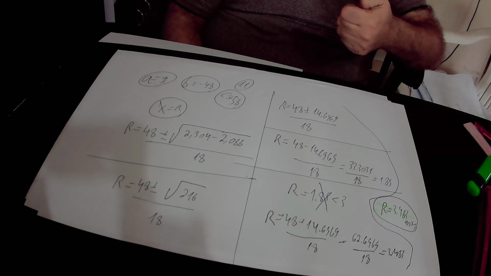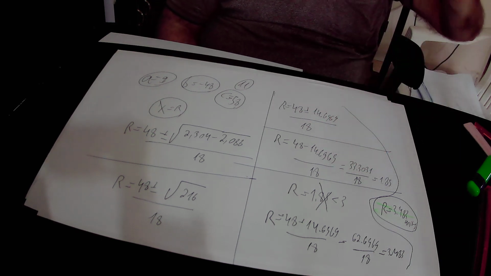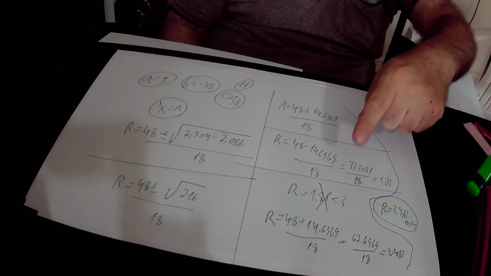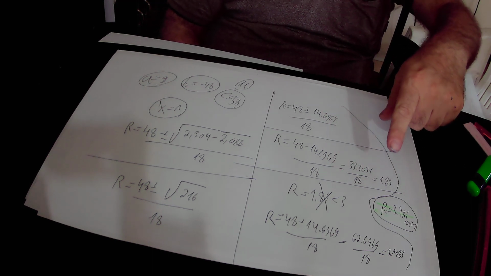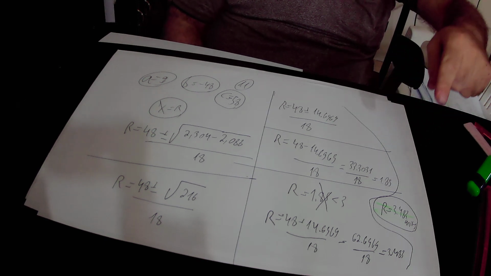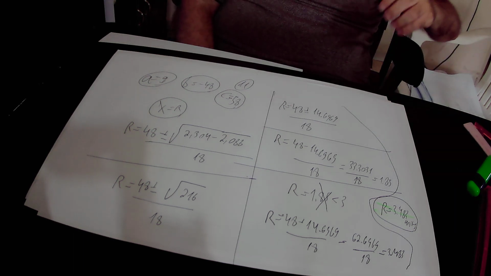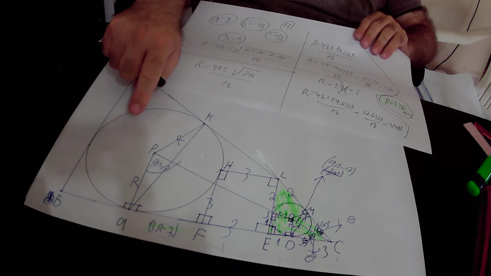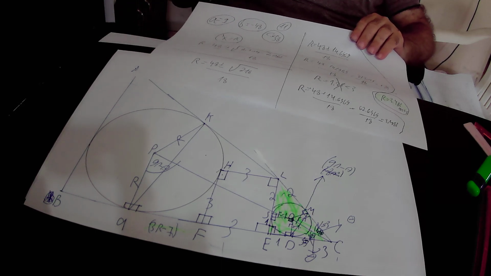because R cannot be less than 3 units and 1.85 is less than 3 units, we cancel this solution and we are left only with the second solution, that R equals 48 plus 14.6969 over 18. 48 plus 14.6969 is 62.6969, and 62.6969 over 18 is equal to 3.483. So in conclusion, we found out that the radius of this big circle is equal to 3.483 units. That is, of course, greater than 3 units.